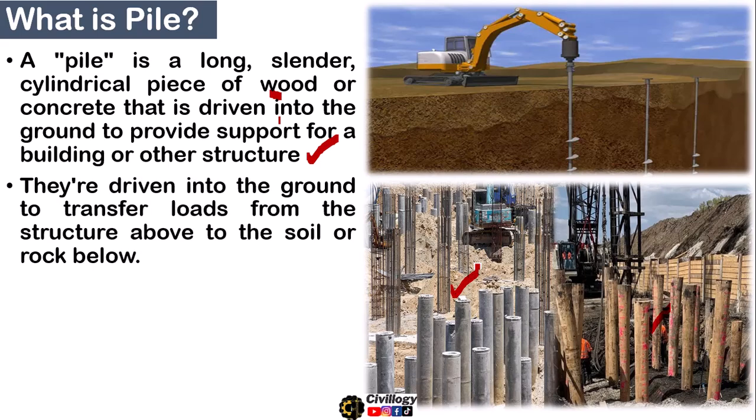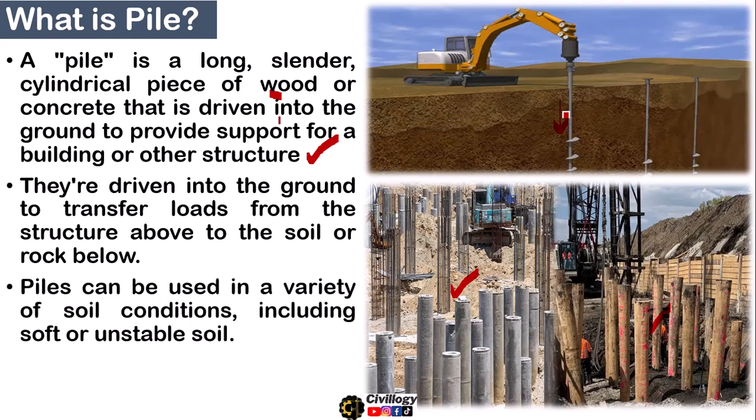They are driven into the ground to transfer loads from the structure above to the soil or rock below. Okay, as you can see over here that it is being drilled into the ground to reach a specific surface or specific, you can say, strata. In the upcoming slide we will discuss what the different types of piles are. Okay, piles can be used in a variety of soil conditions including soft or unstable soil.